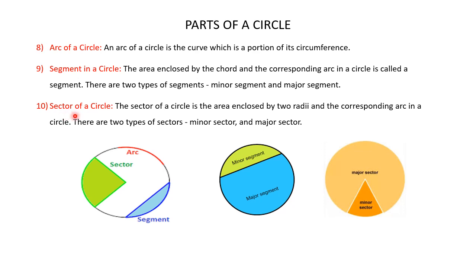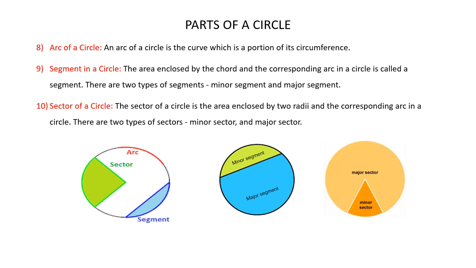Sector of a circle. The sector of a circle is the area enclosed by two radii and the corresponding arc in a circle. There are two types of sectors, minor sector and major sector. So here, this is the area enclosed by two radii and the corresponding arc of the circle. So this area is the sector of the circle.